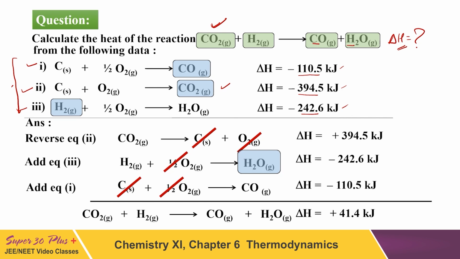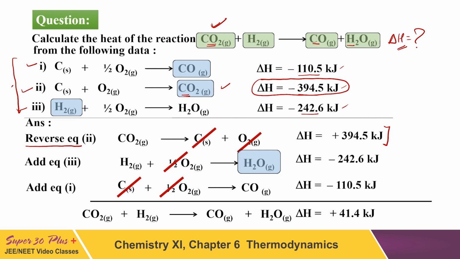First, you see what we need is CO2. 1 mole of CO2. In these three reactions, CO2 is here. Yes, of course it is 1 mole. What we need is 1 mole, but it is on the other side. So what we will do is reverse this equation. The moment you reverse this reaction, its heat will also be reversed. See, here heat is minus 394, here it is plus 394.